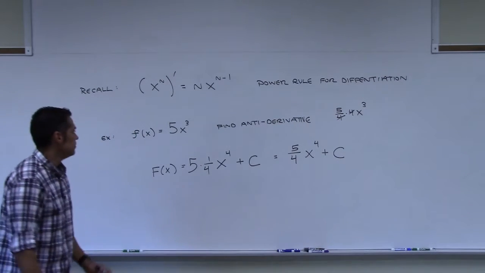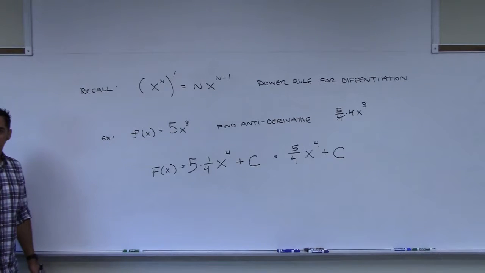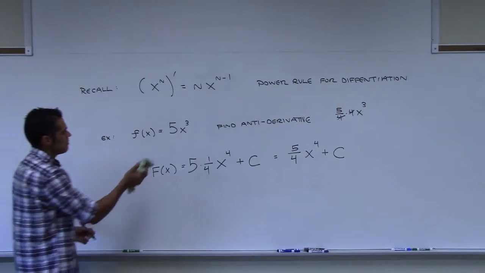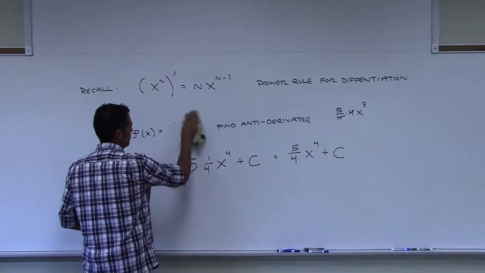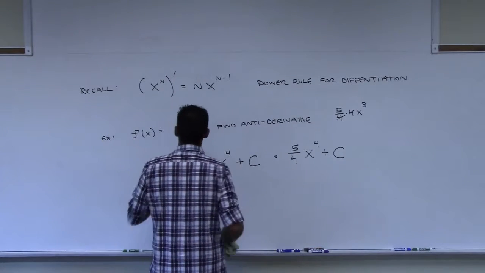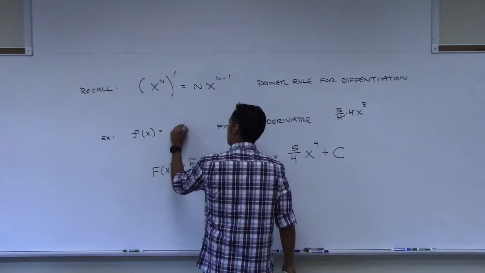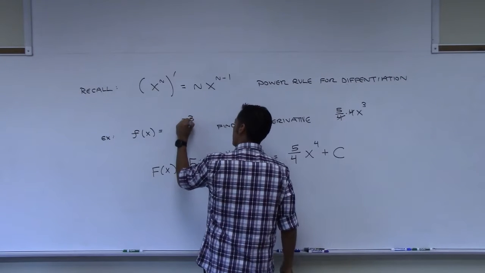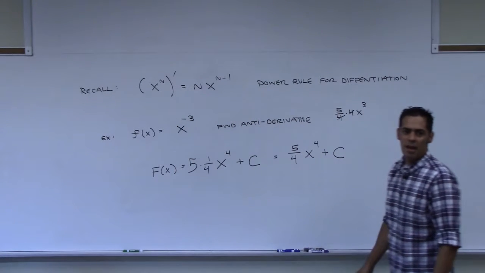All right, how about we do something a little different? Same instructions. How about x to the negative 3 instead?